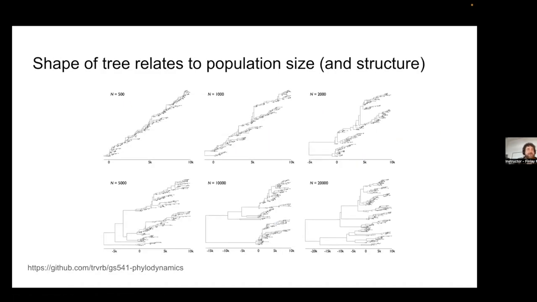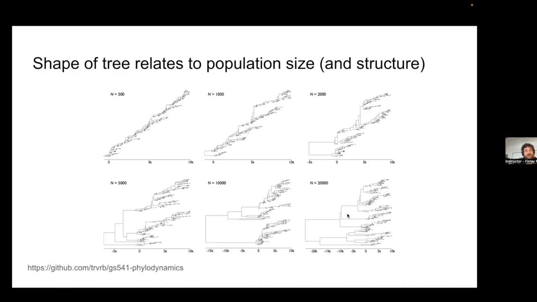And so one of the really nice properties is the shape of a given tree actually relates to the population size and the underlying structure. So you see here for a relatively small population size, we'll probably see almost a series of founder effects, right? There's a little bit of diversity, and then these form the basis of this next bit of diversity, and then they form the basis of this next bit of diversity.